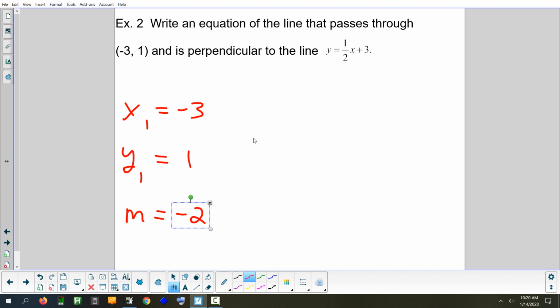So Blake, what's the first letter in my point slope formula? Y. Yep, y. And Maya, what comes after the y? Minus. Okay. Kelsey, what comes after the minus? 1. How about Julia? What comes after the 1? Equals. Yep. Okay. Caleb, what comes right after the equals? Yeah. -2. That's my slope.